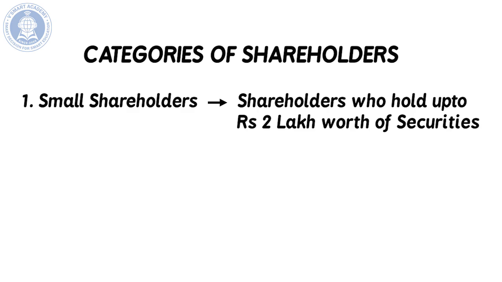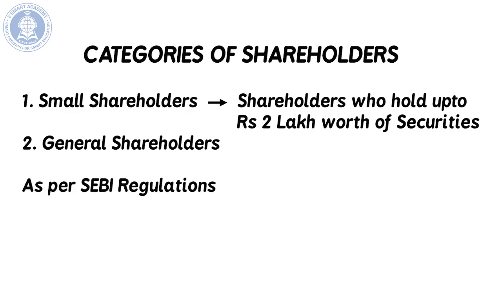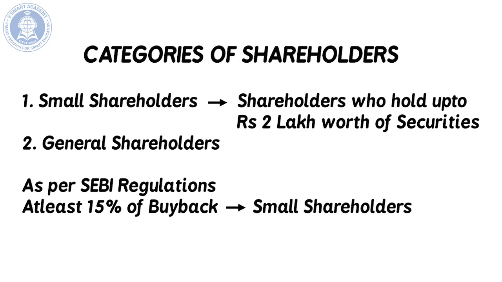Based on the entitlement, shareholders can be classified into two categories. Number one, the small shareholders, that is, retail investors who hold up to 2 lakh worth of securities of the company. And number two, general category shareholders, that is, shareholders other than the small shareholders. As per SEBI regulations, at least 15% of the buyback should be made from small shareholders and the remaining from the general shareholders. So that's how the entitlement ratio is calculated.